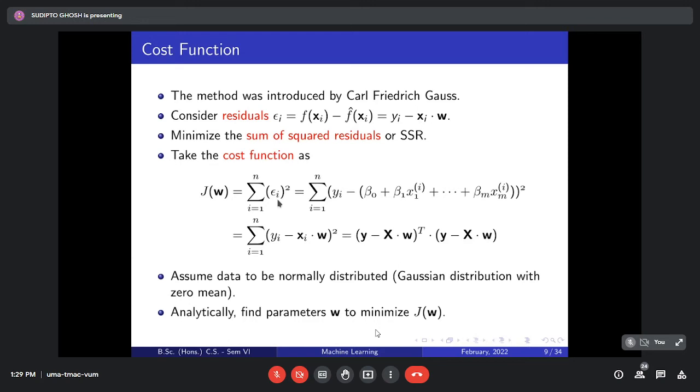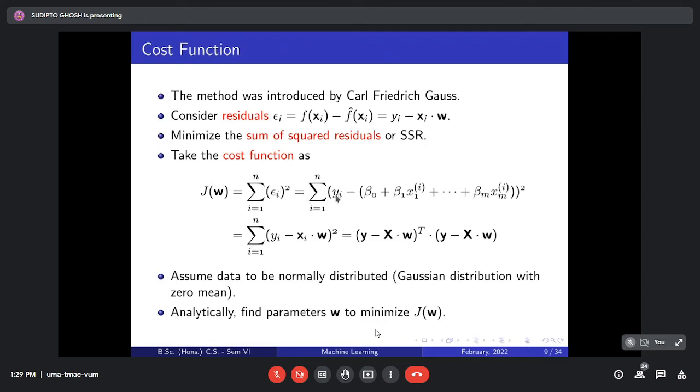Earlier, we had seen a case where we take the mean squared error, right? We sum up all the error term squares and then divide that by the number of training examples. In this ordinary least squares method, we are taking an alternative representation of this cost function. We just have to minimize the sum of squared residuals, and you forget about that mean part. So here I'm representing it as the sum of the squares of the error terms.